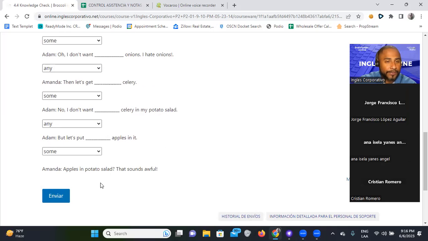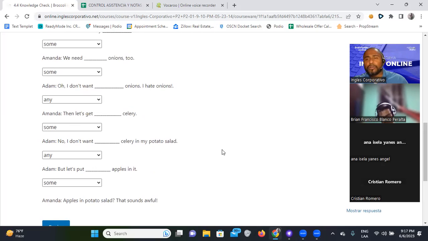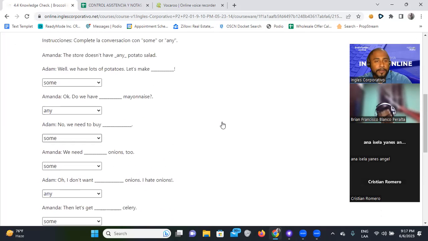Eso, a mí me gusta esta ensalada con manzana. Ya la he probado. Si es buena. Apples and potato salad? That sounds awful. Eso suena feo. Pero es bueno. Yo he comido salmón con piña y arroz blanco. Los chinos así lo comen.